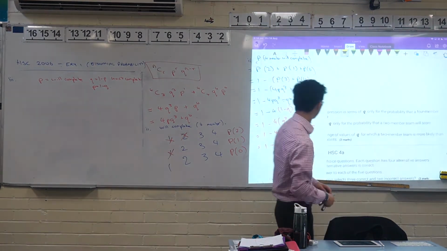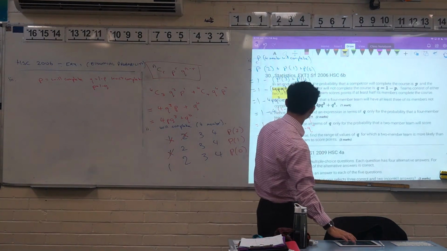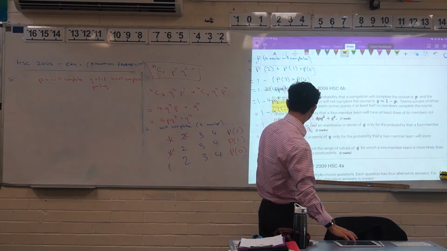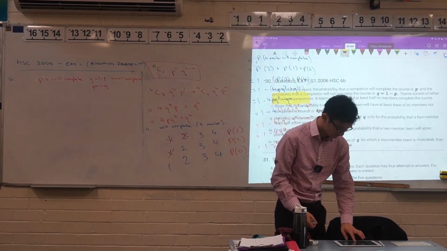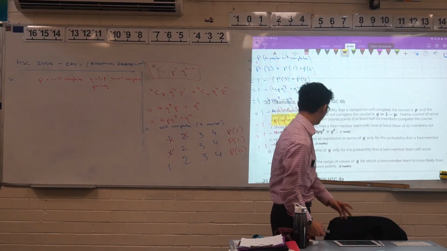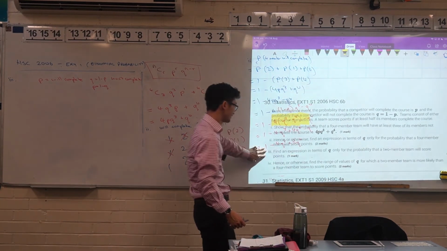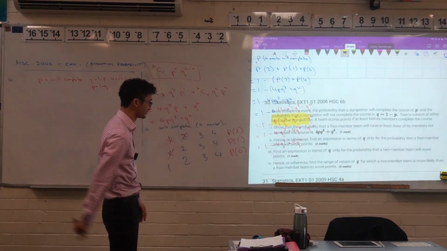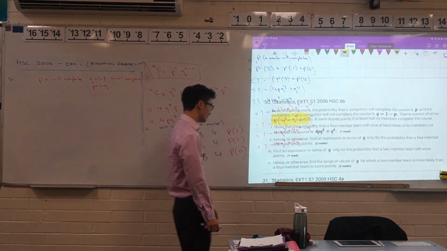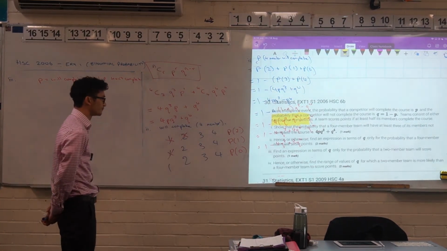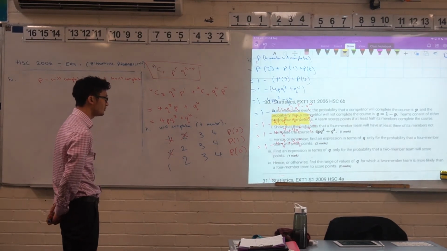All right, now we can answer this question properly. So if we can just have a look at the, how do I do this? Yeah, just try to read it there. So part 3 says, find an expression in terms of Q only, so you gotta remember that this time, for the probability that a 2-member team will score points. So this is part 3 now. For the two-member team will score points.